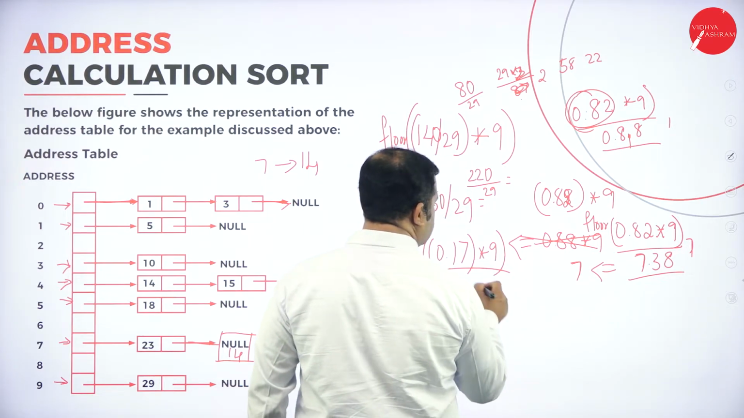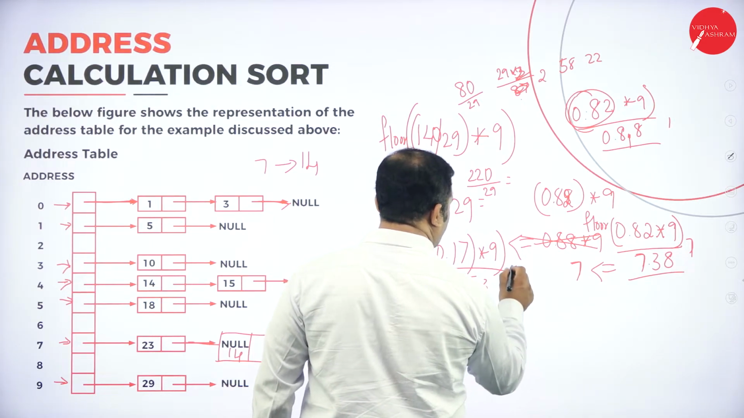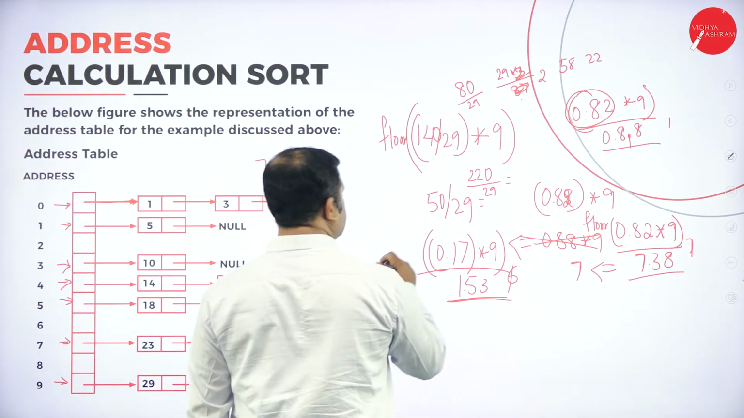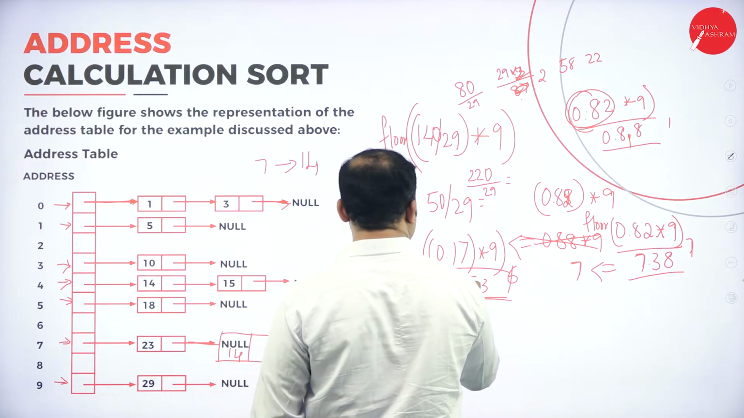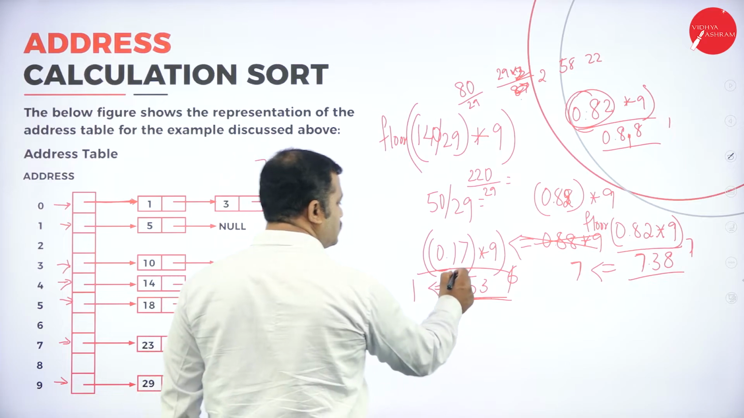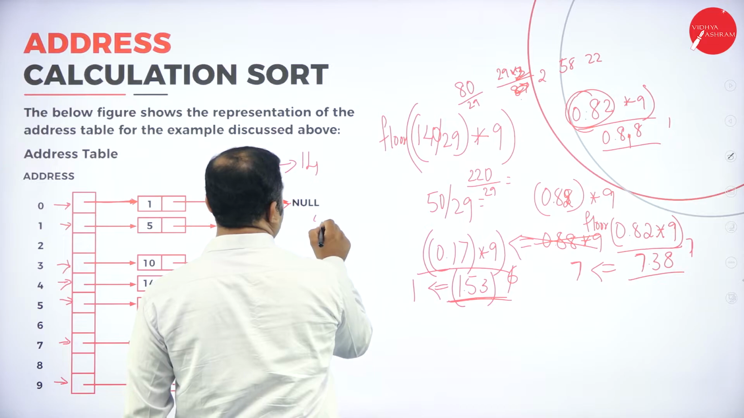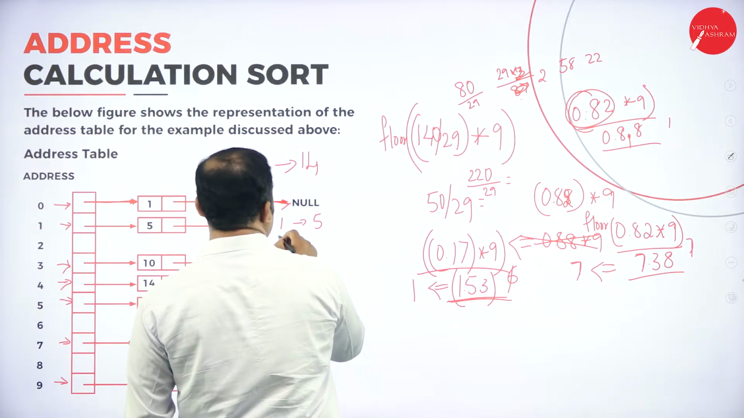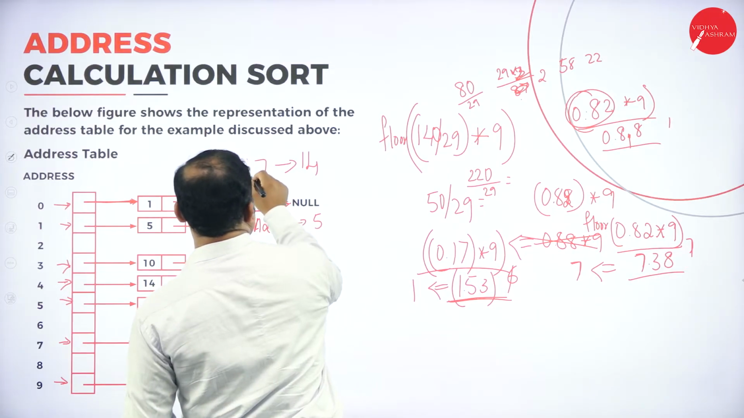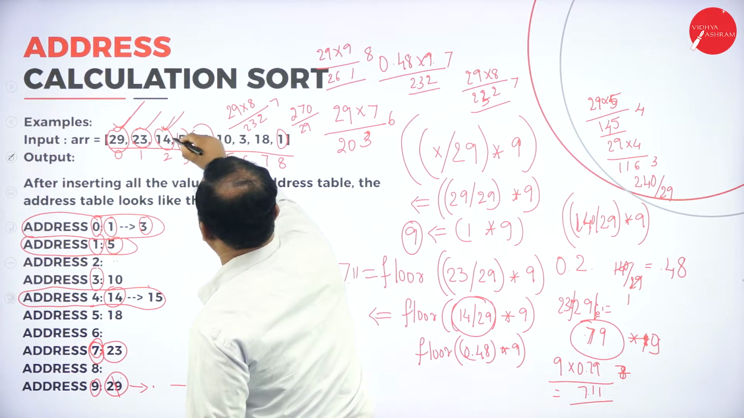7 9s are 63, 3 6 carry, 1 9s are 9 plus 6 15, 153, 1.53. If I consider that, what is the value of that? The floor of this is 1. So let me keep it in the table. We have the value which is equal to 5 has to be kept in list 1, address 1, then address 7.